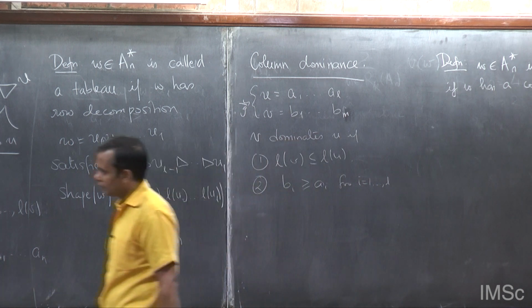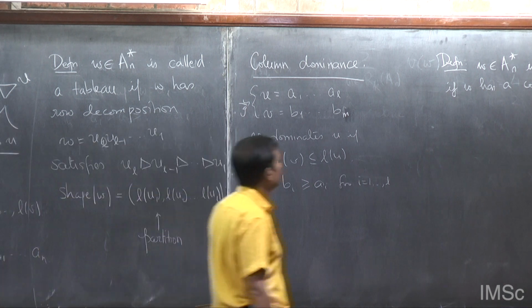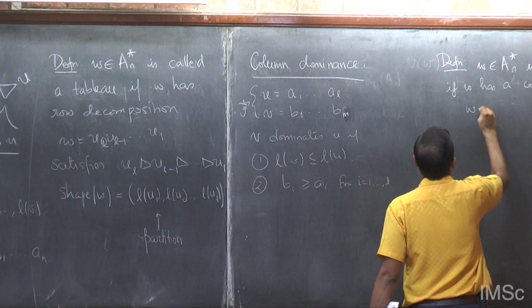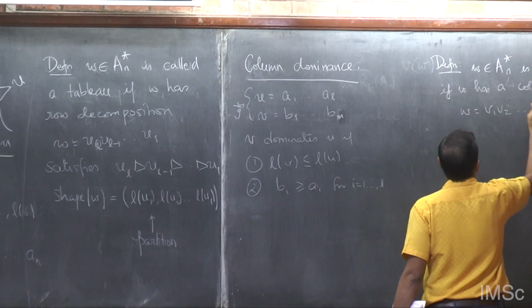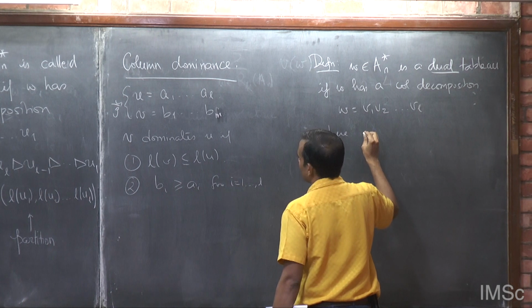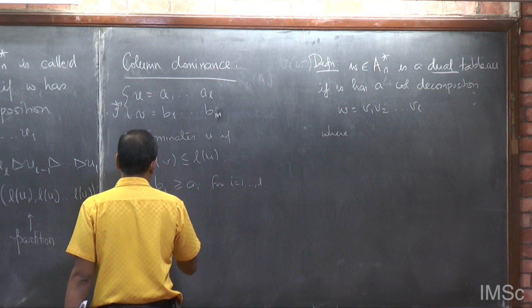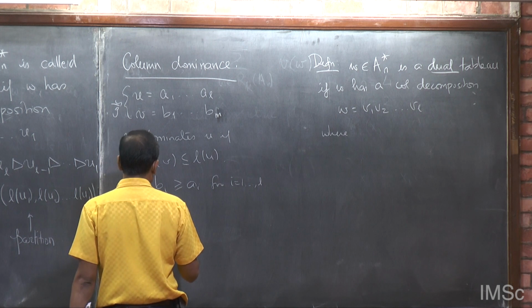So I'm going to say that this second column here dominates the first column. Okay, so we will write here V, and I need some other symbol.